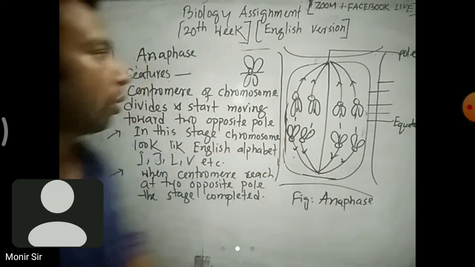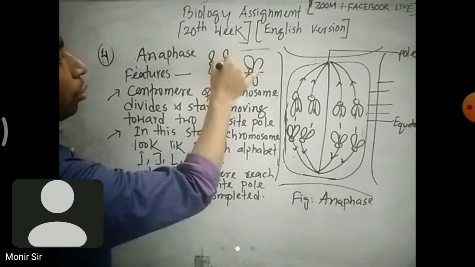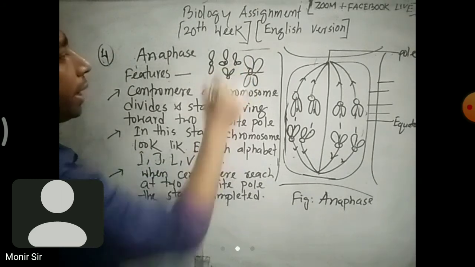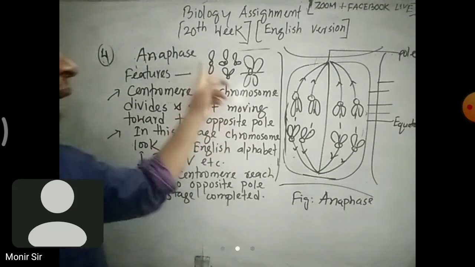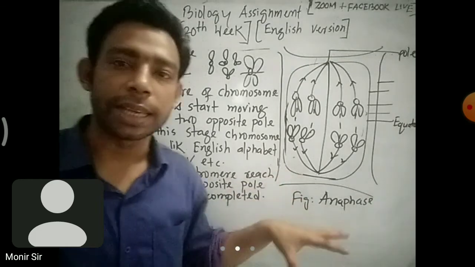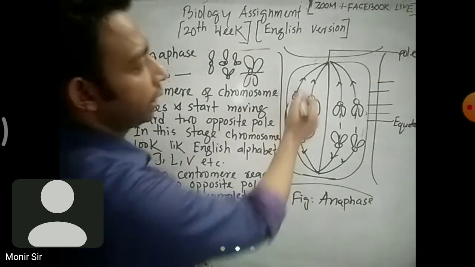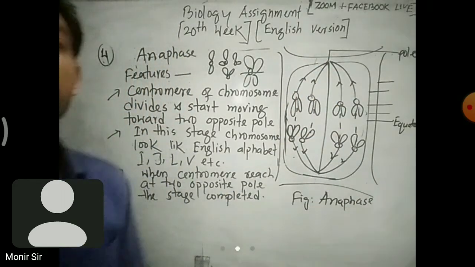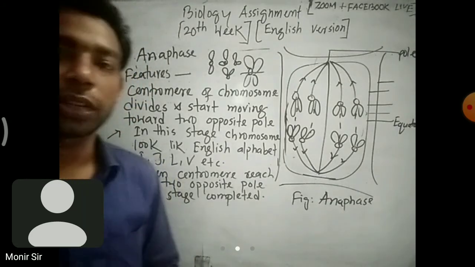And in this stage, the chromosome looks like IJLV. This looks like I, this looks like J, this looks like L, this looks like V. Though I have drawn all of the figures V-like, actually in this stage the chromosomes look like I, J, L, V, English alphabet shapes. And then when the centromeres reach the two opposite poles, the stage ends and is completed. So this one is the anaphase stage.